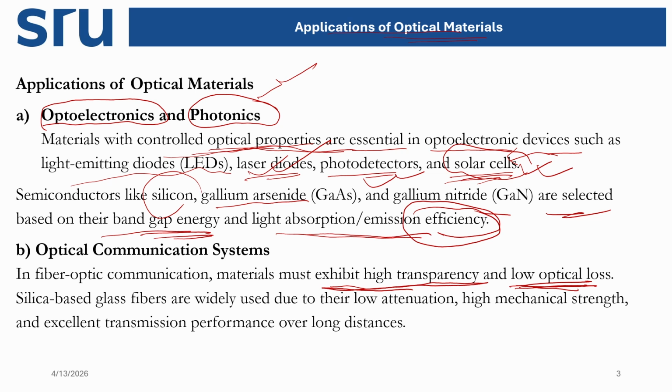Low optical loss should be there, so it should not lose much of the intensity of the light. So this is the primary criteria for optical communication systems. Silica based glass fibers are widely used for this purpose due to their low attenuation, high mechanical strength and excellent transparency, so transmission performance over long distances is good. That's why silica based glass fiber is used for optical communication systems.